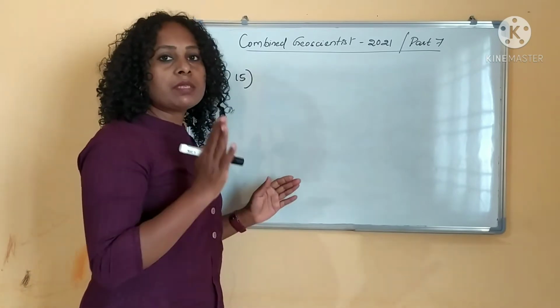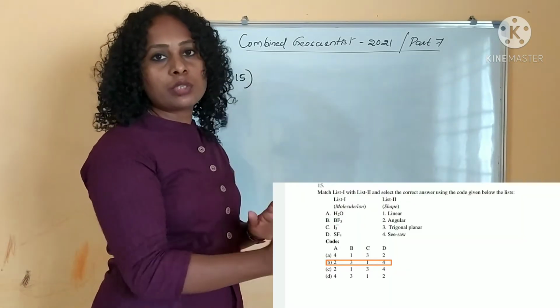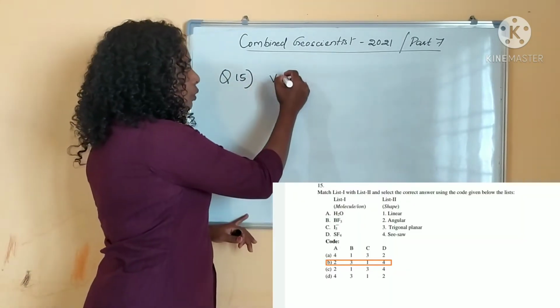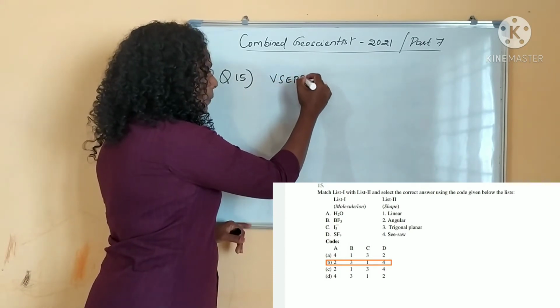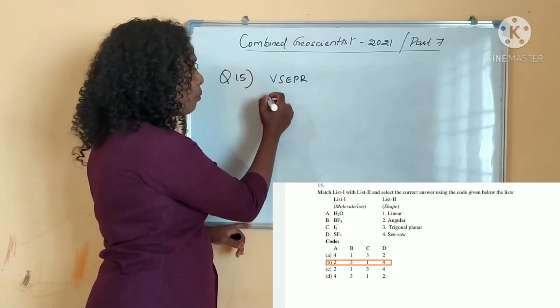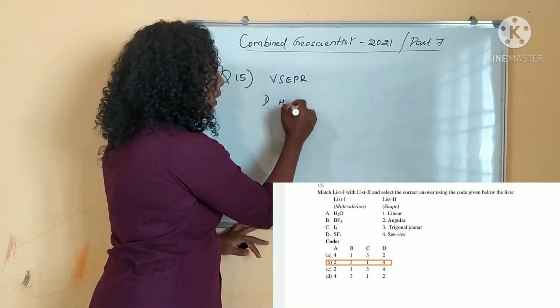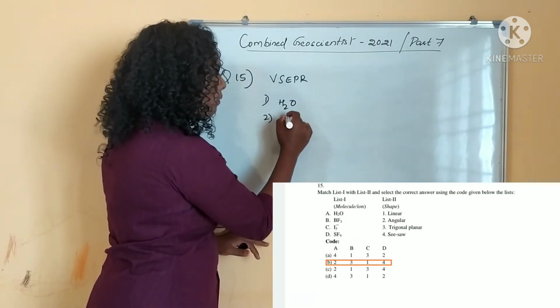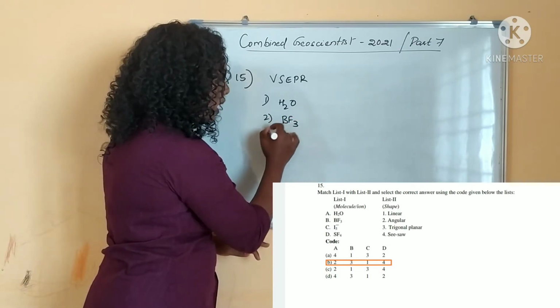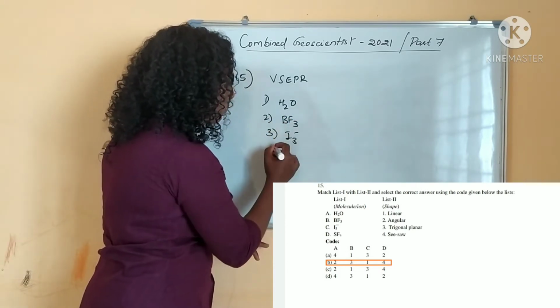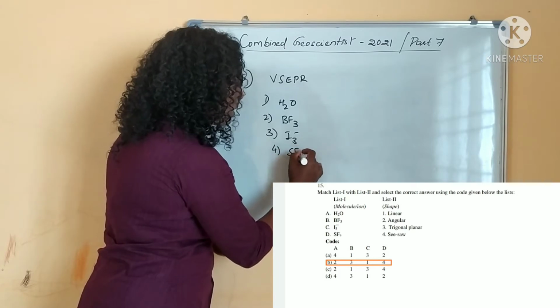Question number 15 is match the list 1 with list 2, and it is an application of VSEPR theory, right? What is the question? They have given 4 molecules and the shape of the molecule in the second column. First column: water, BF3, I3 minus, and the fourth one is SF4, right?